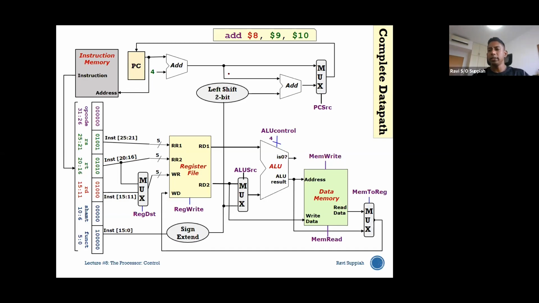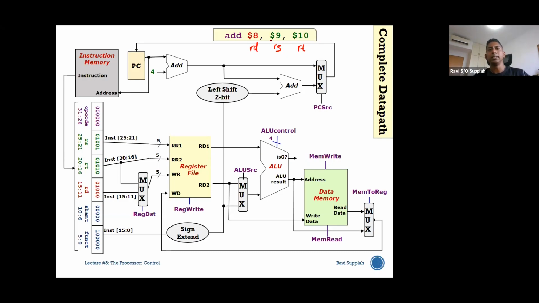So let's look at this instruction, which is the add. Add 8, 9, 10 over here. From this instruction, we know that register 9 is your RS, register 10 is your RT, and this is your RD. So we understand from this instruction that you want to take the contents of register 9, take the contents of register 10, add them together and put the result in register 8. That is the assembly language instruction.